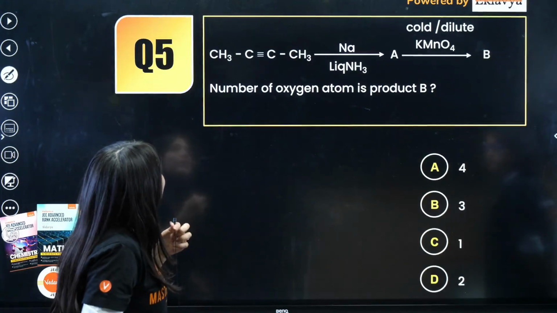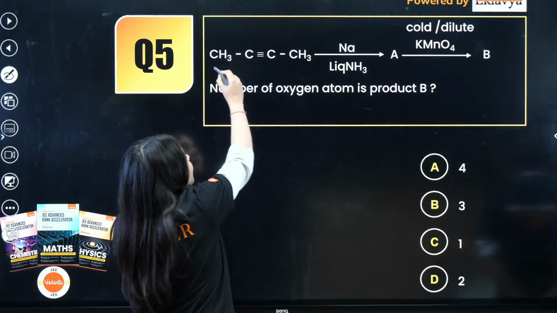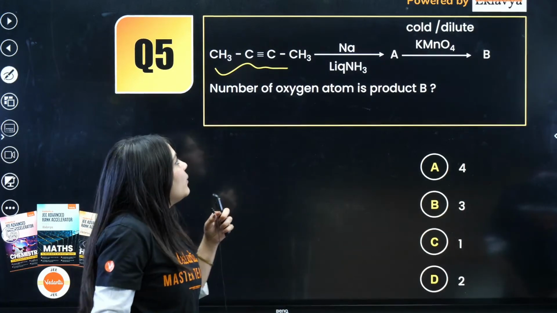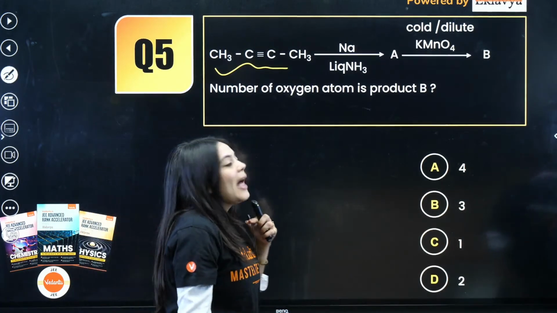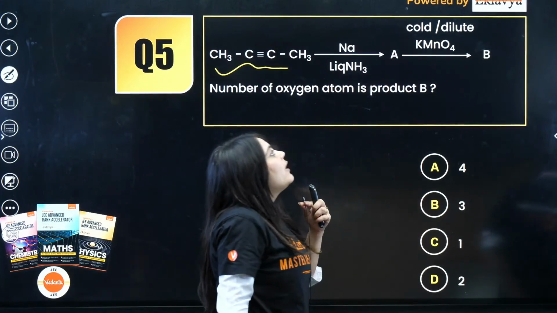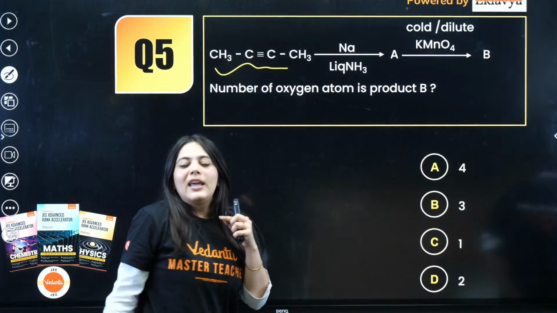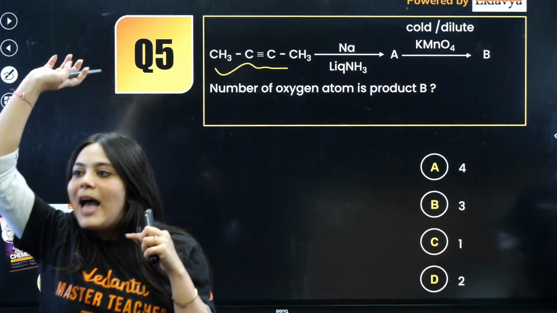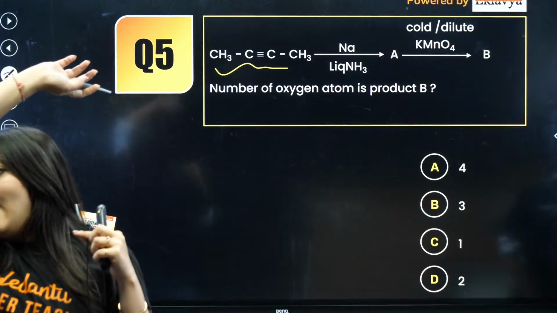The next question here, this. So you have been given an alkyne molecule, right? In the presence of sodium and liquid ammonia, you have to tell me the product number A and then we are reacting it with cold dilute KMnO4. Was this the question in your exam?